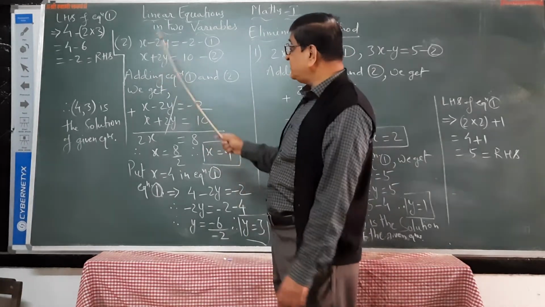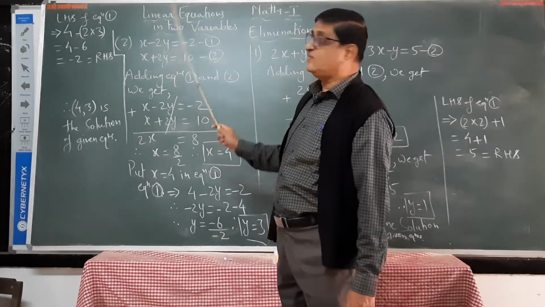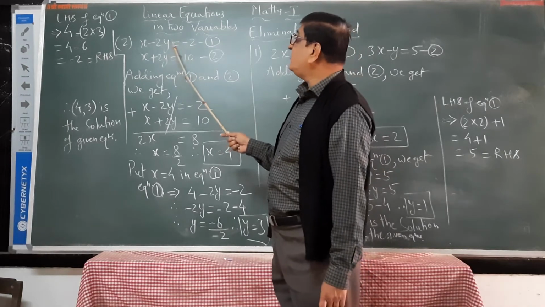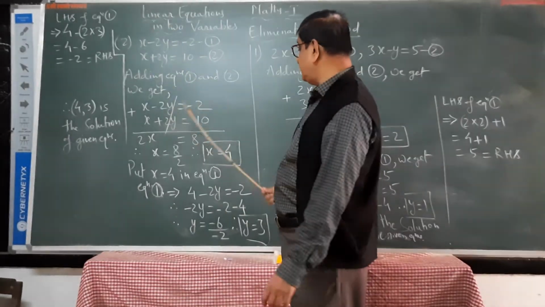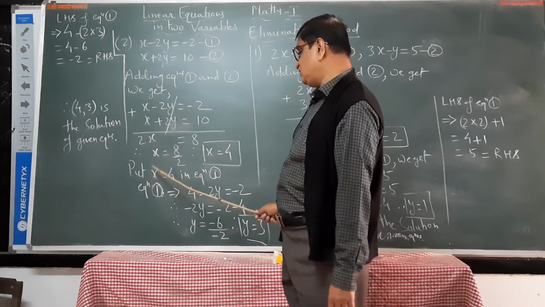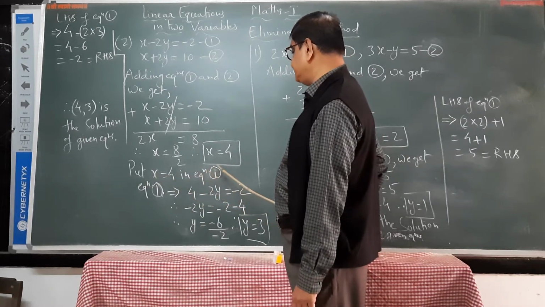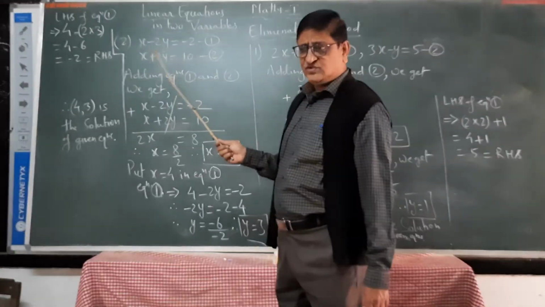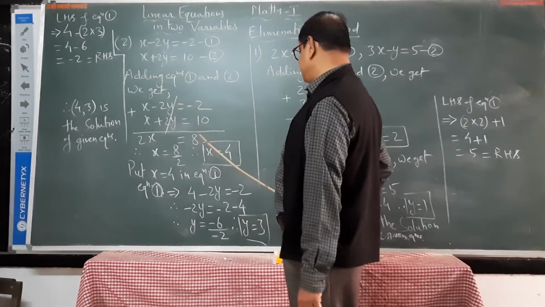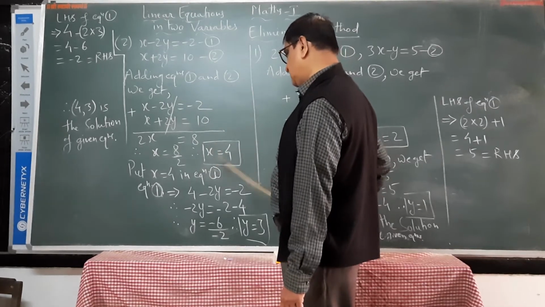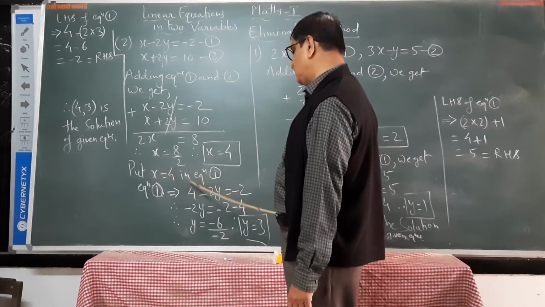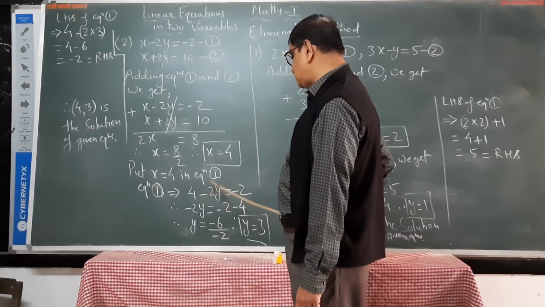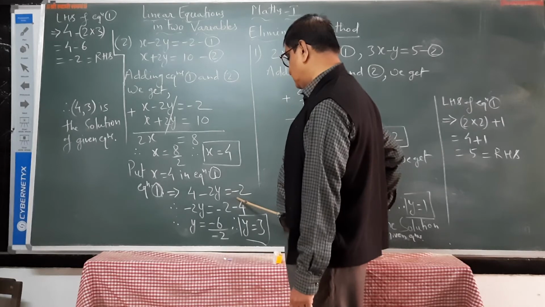Now we have got the value of one of the variables. To find the value of the other variable, we will put the value of x is equal to 4 in equation 1. You can put the value in 1 or 2, whichever you like. So here we put x is equal to 4 in equation 1. So equation 1 will give 4 minus 2y is equal to minus 2.